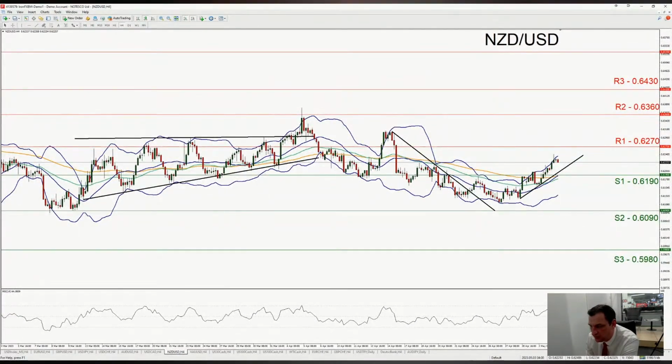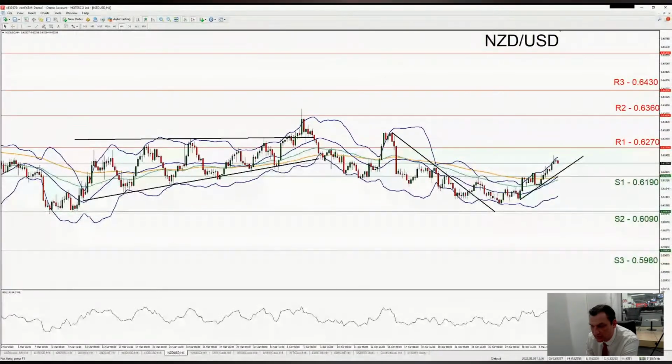The RSI indicator still implies some slight bullish sentiment in agreement with our bullish outlook, but, and it's a big but, it's correcting lower. So keep an eye out for that.